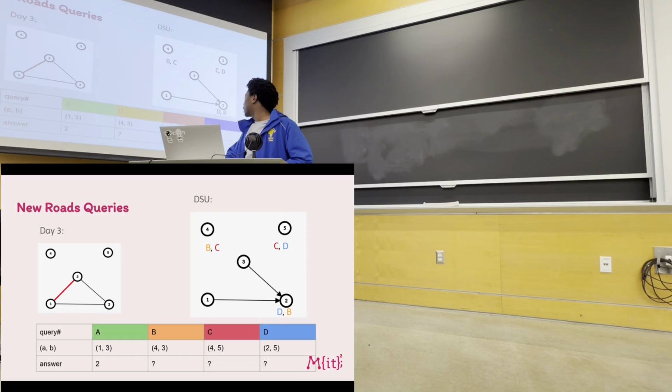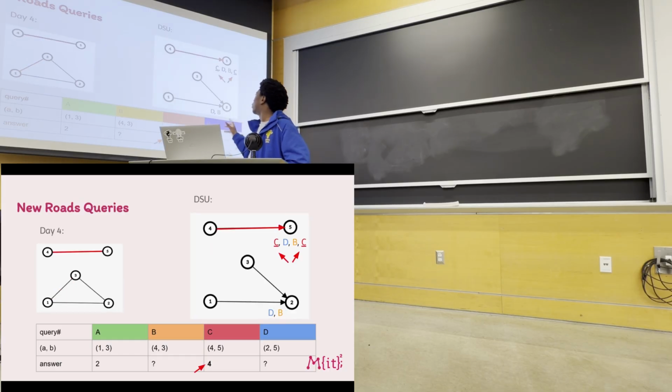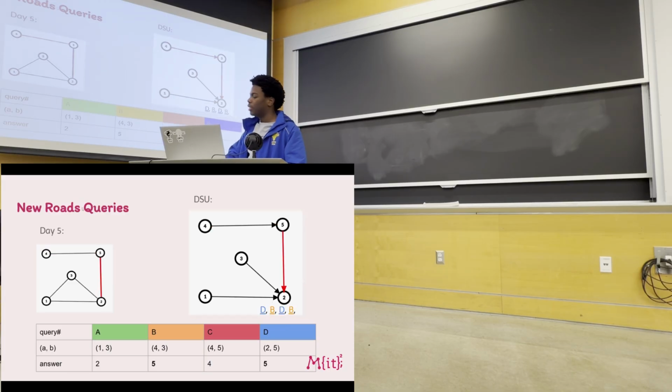You can repeat this process, keeping track of when two query points meet up, and then you just record the day that happened. So here, for example, for query C, the answer would be day 4. And then that continues for D and B as well, because on day 5, the connected component of 4 and 5 and the connected component of 1, 2, and 3 had nodes from both query D and B. Does that make sense? All right.